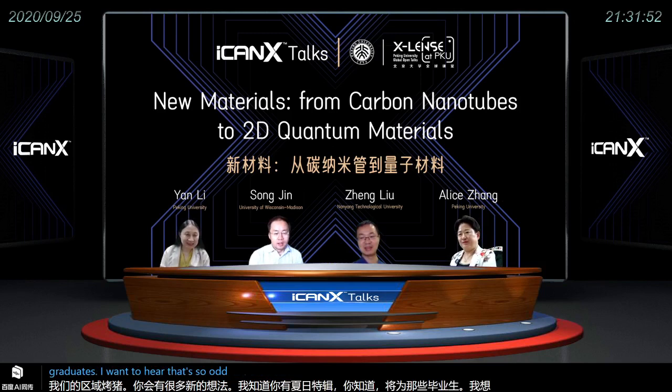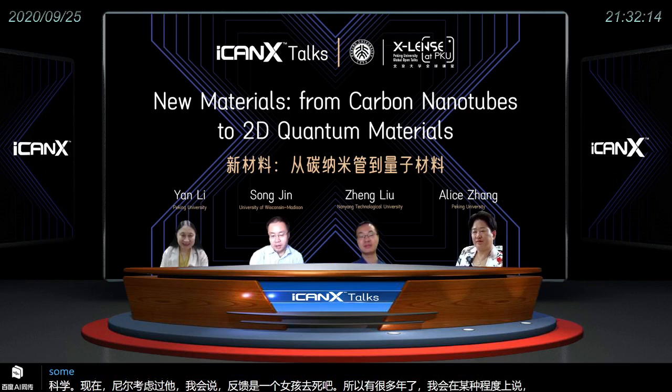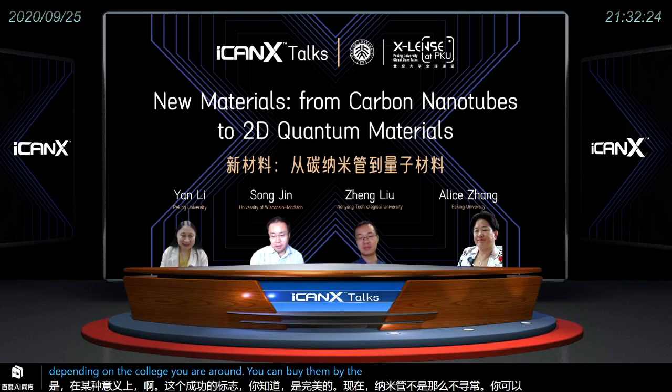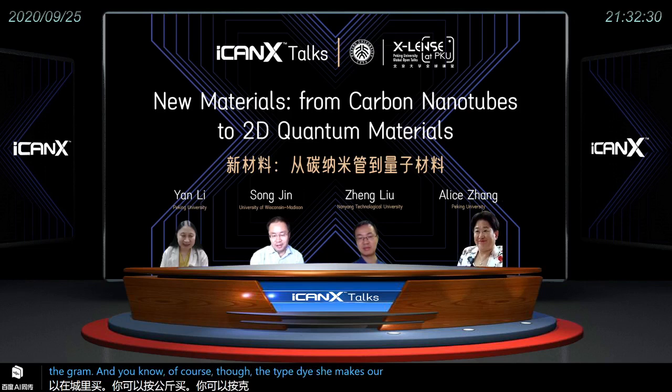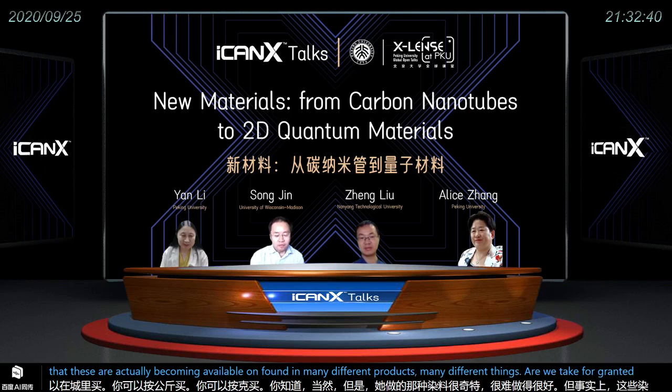Obviously, nanoscience and nanotechnology were considered brand new three decades or two decades ago. So there have been many years. And to some degree, the fact that nano is no longer very special is in some sense a sign of success, right? As Professor Li was saying, nanotubes are not so unusual now. You can buy them depending on the quality you want, by the ton, by the kilogram, by the gram. Of course, the type that she makes are really exotic and very hard to make well. But the fact that these are becoming available and found in many different products that we take for granted is a testament to the success of nanoscience and nanotechnology.